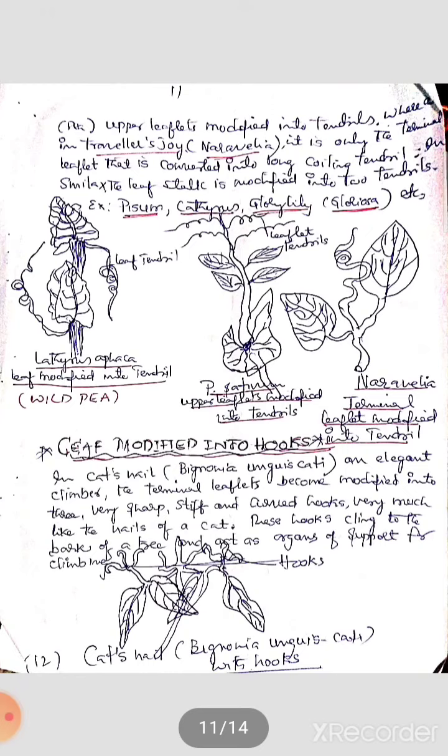unguis-cati, an elegant climber. The terminal leaflets become modified into three very sharp, stiff and curved hooks, very much like the nails of a cat. These hooks cling to the bark of a tree and act as organs of support for climbing. This is called leaf modified into hooks. You can also see the diagrams here.